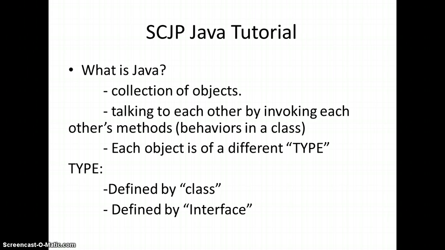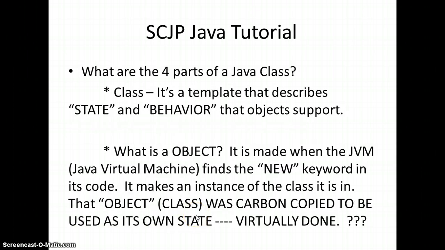Each object is of a different type, and I'll get into type. Type is defined by the class itself. You can see here, type defined by the class and defined by the interface. So what are the four parts of a Java class? A class, and I'll show you in code, this is quick. This is a quick PowerPoint, just 7 slides. A class is a template that describes the state and behavior that objects support.